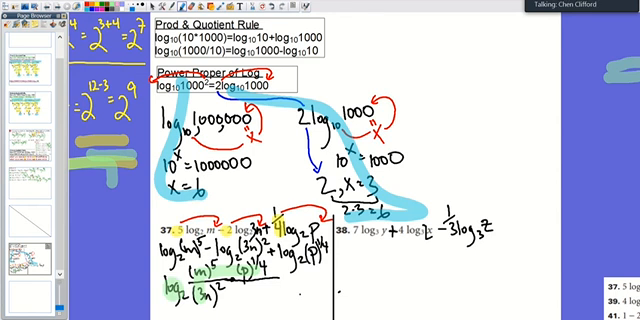Now, let's go ahead and do 38. So 38 is going to be log base 3. And we are going to get y to the power of 7. Let me take it step by step. Move it here, move this here, move that there. And I'm just going to put parentheses around everything.